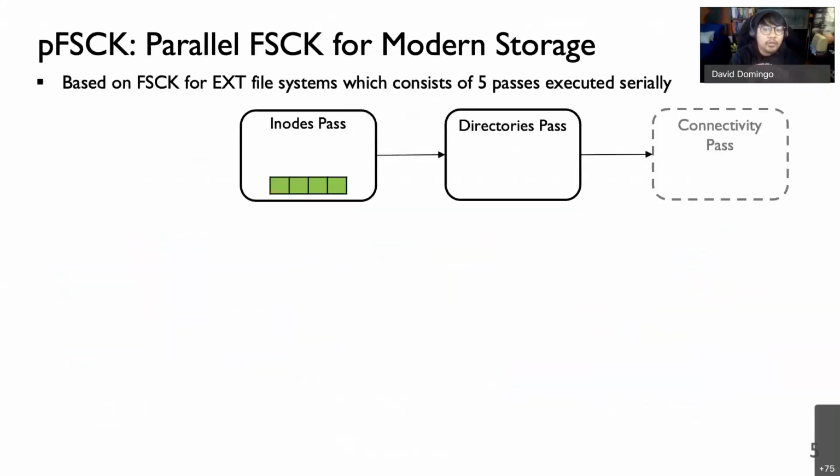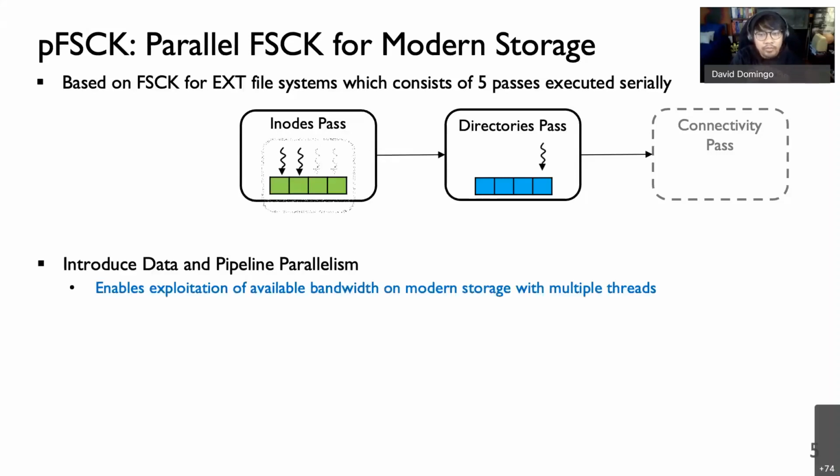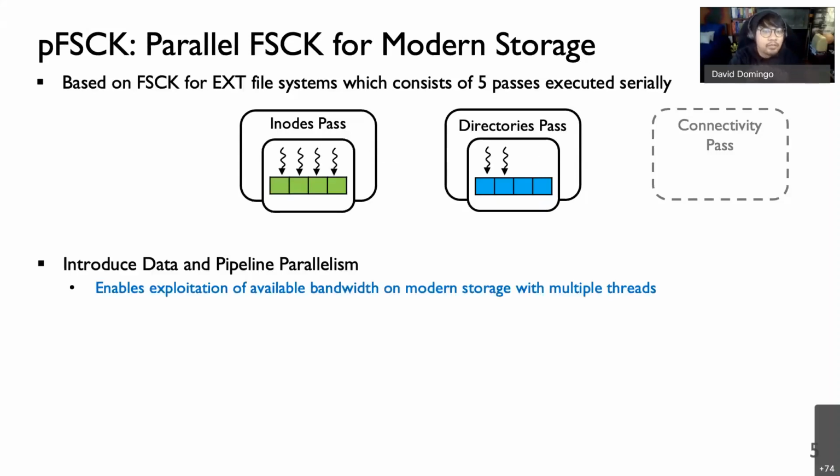So this is what we did with our work, PFSEK, a parallel file system checker that we built based on FSEK for ext file systems. In order to accelerate checking, we took the original 5 passes which traditionally run serially and utilized multiple thread pools and queues to introduce data and pipeline parallelism. This enables PFSEK to use multiple threads to exploit available bandwidth on modern storage by not only performing more I/O within each pass, but across passes.